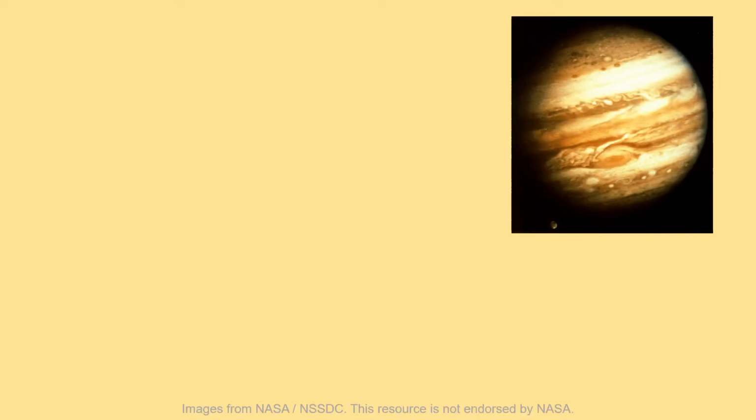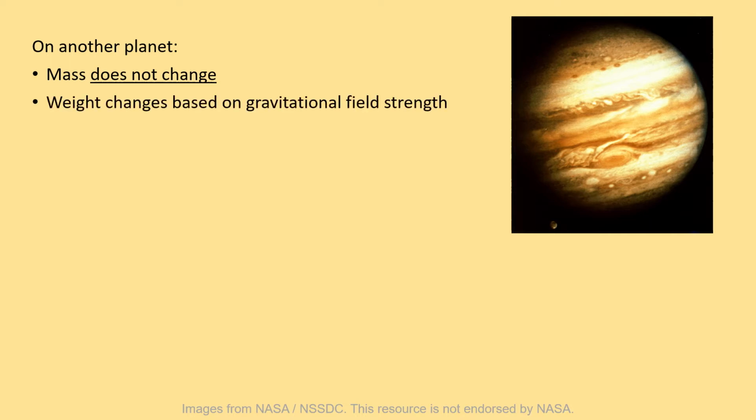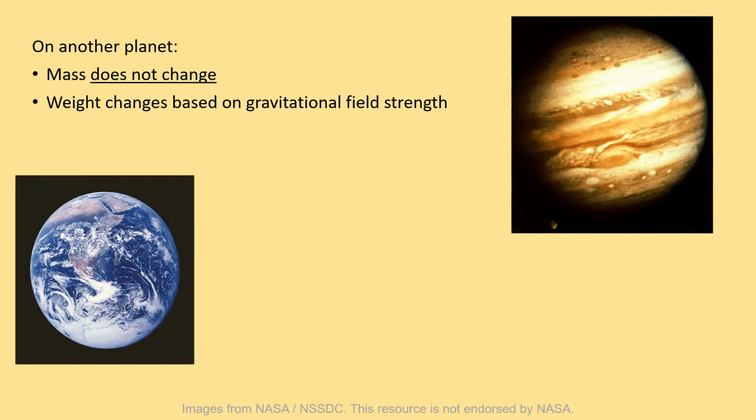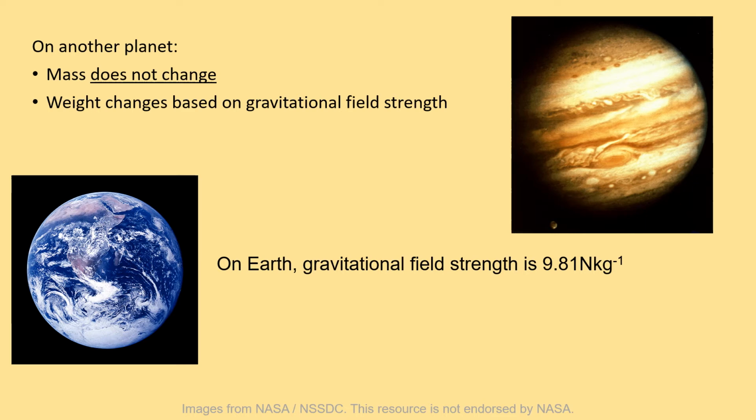All right, let's think about different planets. Now we know this is year 8 stuff, so let's have a quick recap. The mass of an object doesn't change. The mass is how much matter there is in an object, measured in kilograms. The weight depends on the gravitational field strength. If you're on Jupiter, gravitational field strength is completely different to the one on Earth. There we go. So on Earth, our gravitational field strength is given as 9.81 newtons per kilogram.